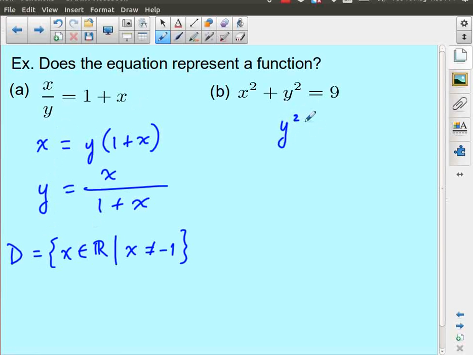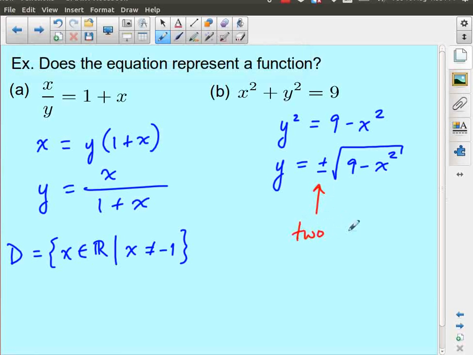Well, the first thing I need to do that is rearrange this for y squared. I end up with 9 minus x squared. And in order to get this as y, I have to take the square root of both sides. But when taking the square root, I have a variable involved here, so I always have to consider the positive and negative solutions. And you can see from that, right there, that positive and negative means there are two possible answers. There's a positive answer and a negative answer.